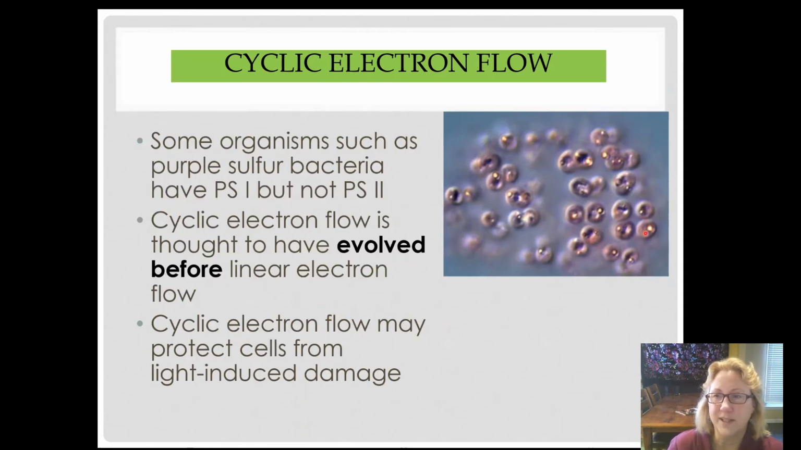So this is an example of one of those kinds of bacteria. Purple sulfur bacteria have photosynthesis. They only have Photosystem 1. Photosystem 1 evolved first, and there are bacteria that only have Photosystem 1. Everything else, however, cyanobacteria and all of the eukaryotic organisms that have plastids that are derived from cyanobacteria, they all have both Photosystem 1 and Photosystem 2 and produce oxygen as a byproduct.